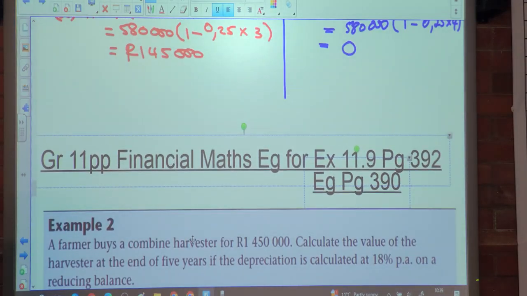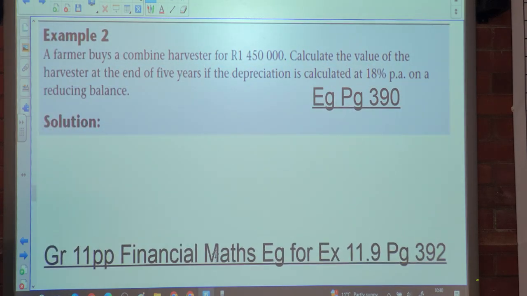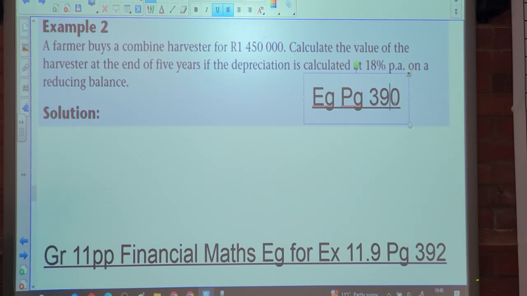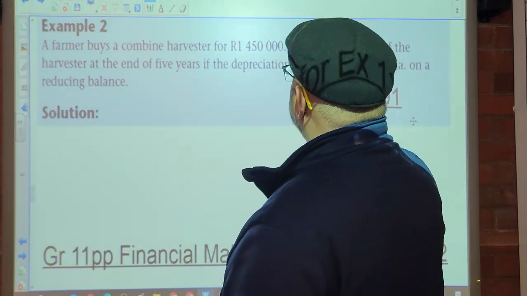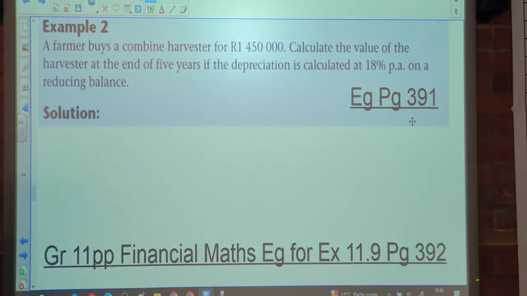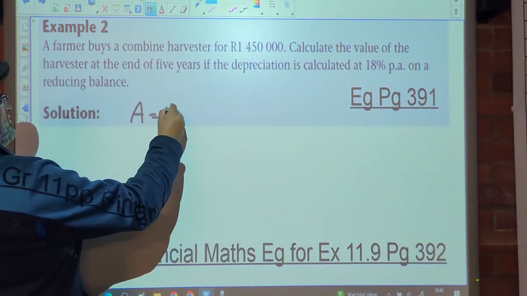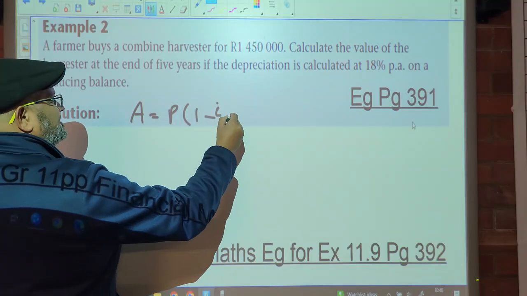Okay? Look at example 2. Example 2 is on the same page, correct? Example 2 is on page 391. A farmer buys a combined harvester for 1,450,000 rand. Calculate the value of the harvester at the end of 5 years. His depreciation is calculated at 18% per annum on reducing balance method. Reducing balance formula, or depreciation using reducing balance formula. What's the formula? A is equal to P into 1 minus I, the exponent.